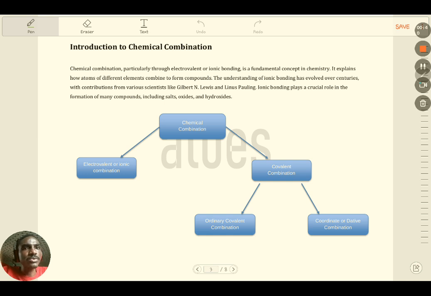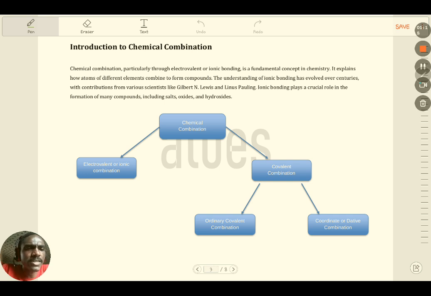We realize that chemical bonding, particularly electrovalent or ionic bonding, is a fundamental concept in chemistry. It explains how atoms of different elements combine to form compounds. The understanding of ionic bonding has evolved over centuries, with contributions from various scientists like Gilbert Lewis and Linus Pauling. Ionic bonding plays a crucial role in the formation of many compounds, including salts, oxides, and hydroxides. And this also works for many of the compounds we actually use in our everyday life.